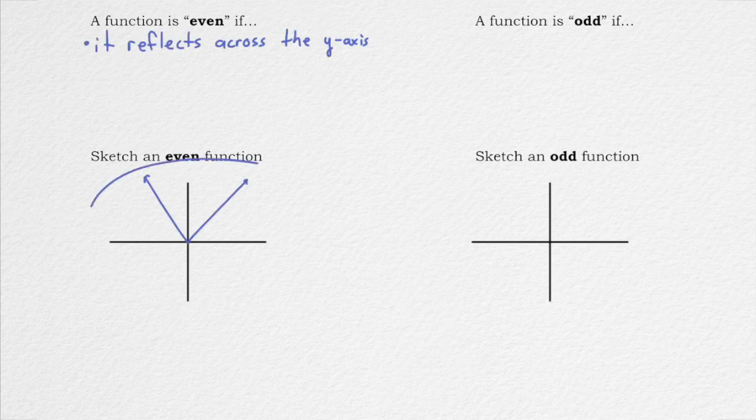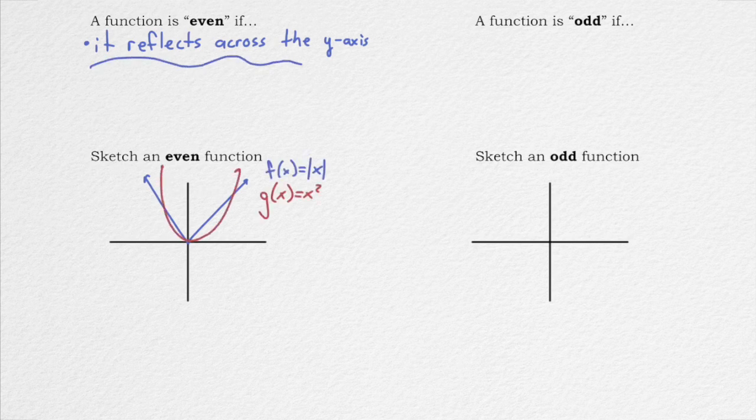So if you graph an absolute value function, that's actually a perfect example of an even function, because it reflects perfectly across the y-axis. Another example of an even function would be y equals x squared. But we can say a little bit more than just it reflects across the y-axis. So let's look a little bit more specifically, like with this parabola example.